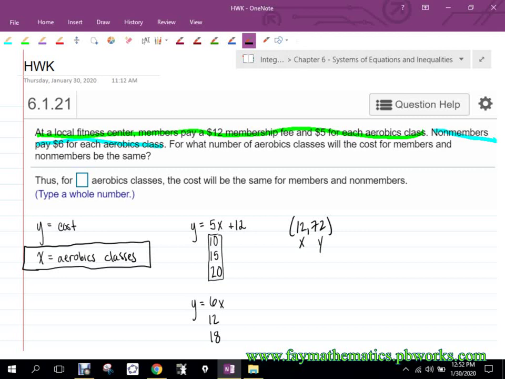So that's the point at which we reach what we call an equilibrium, in that our y value is the same based on that x value. Okay? So if I take 12 classes, it doesn't matter how you pay for it, member or non-member, it's going to cost you the same thing. But before I take 12 classes, let's look at that picture again.